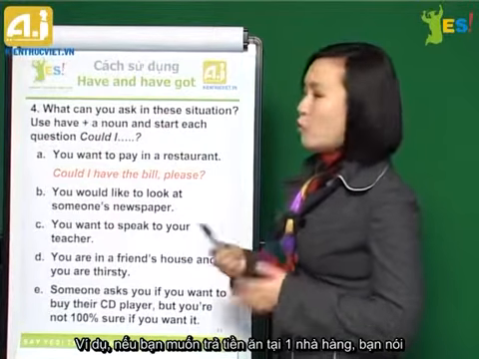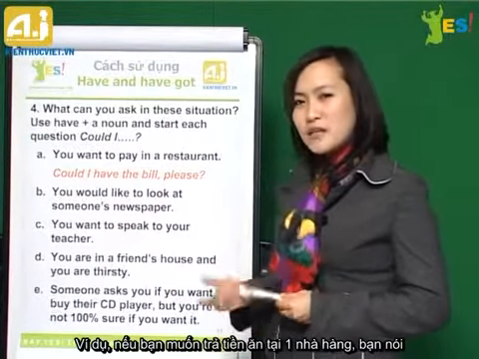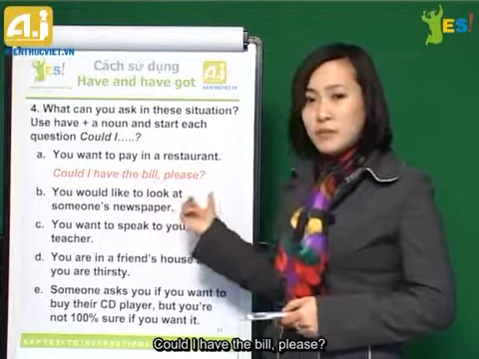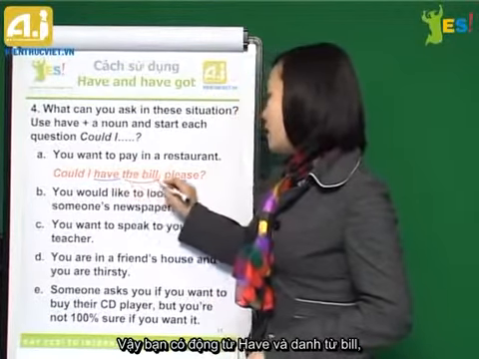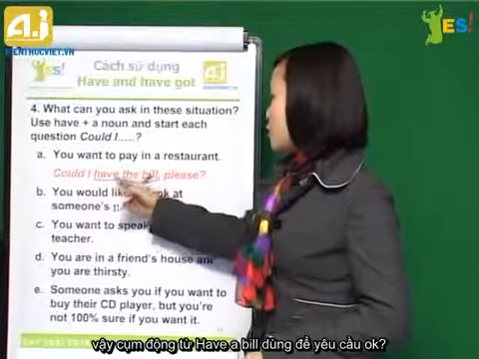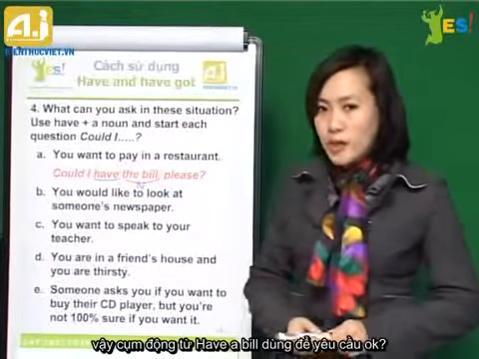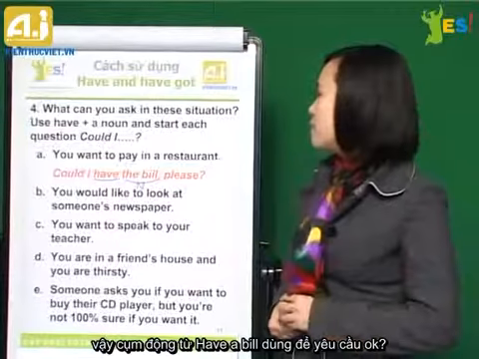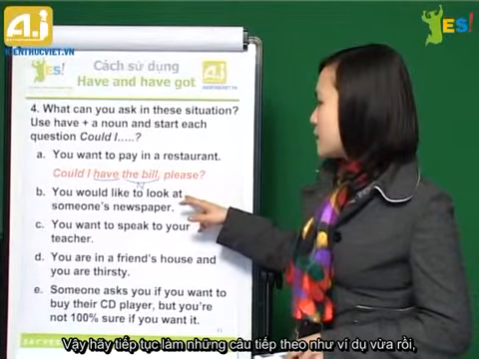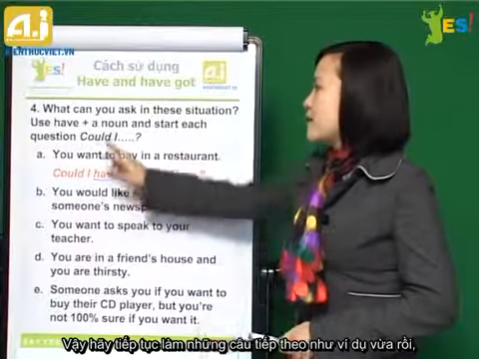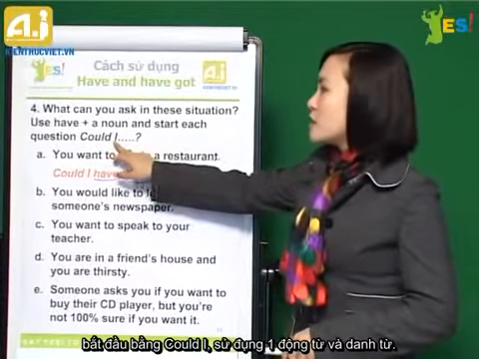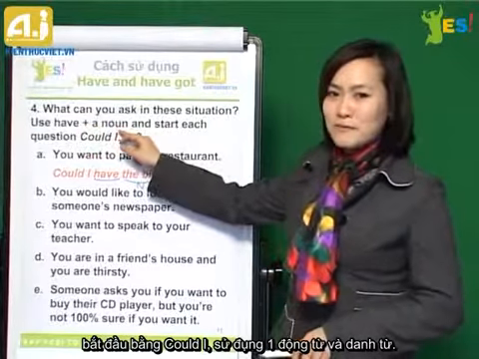For example, if you want to pay in the restaurant, what can you say? "Could I have the bill, please?" So you have the word have and the word bill as a noun. So the verb phrase "have a bill" to request to have the bill. Okay. So from sentence B to E, please change it to the sentence that starts with "could I" using the verb have and a noun.